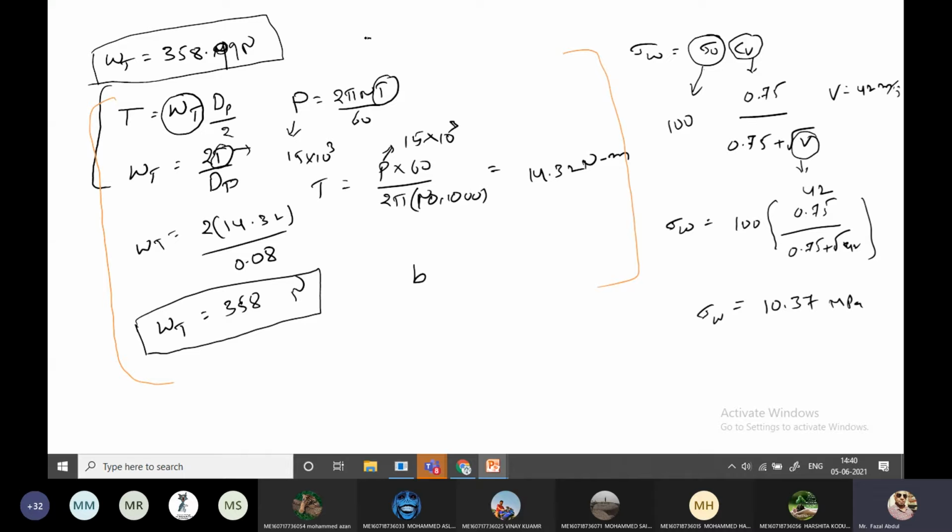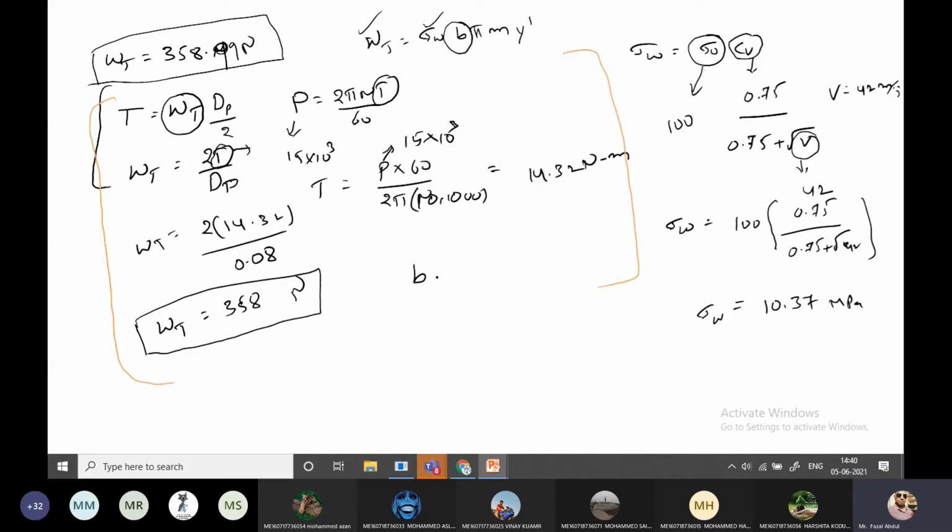Now sigma W we calculated, Wt we calculated, and B value how much? In Lewis equation, what is the Lewis equation? Wt equal sigma W into B into pi m into y dash. Okay. So Wt we calculated just now. The sigma W also we calculated. B value we don't know.